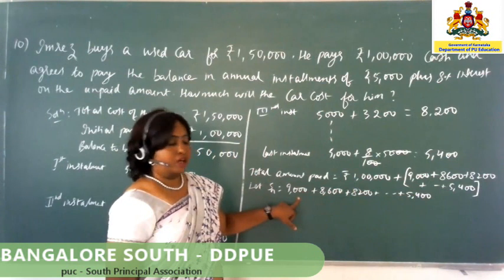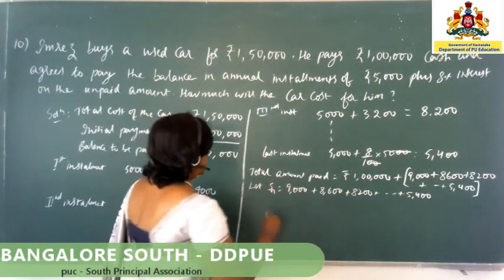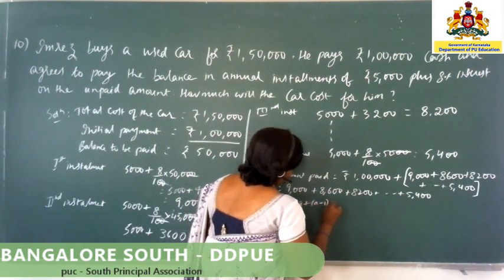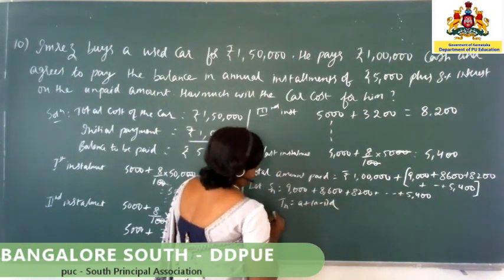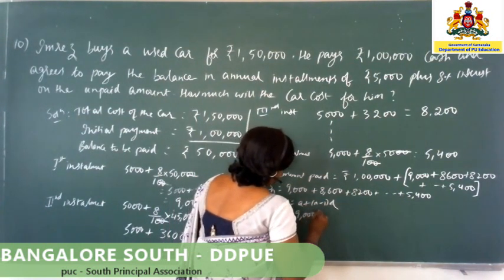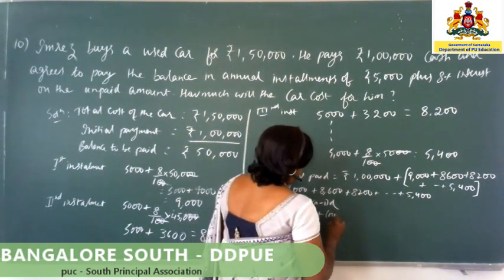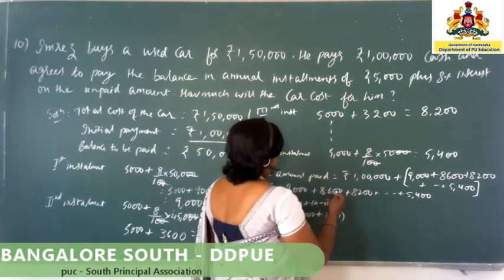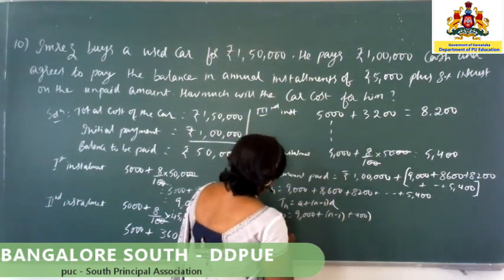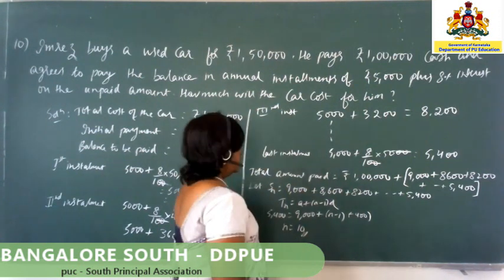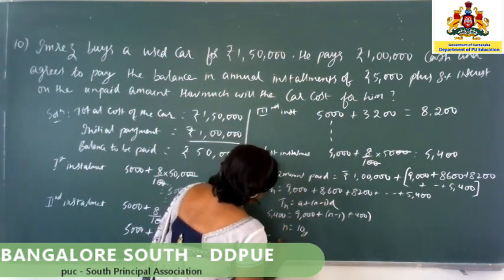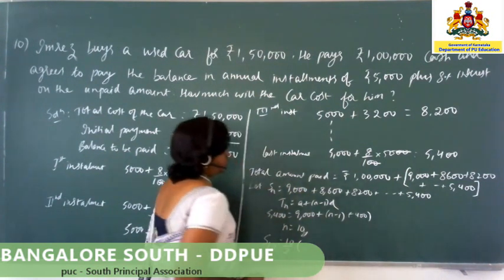So find out the n value by using the Tn formula. Tn is equal to a plus n minus 1 into d. So Tn, the nth term, I can take as 5400, is equal to a, which is 9000, plus n minus 1 into d, which is 8600 minus 9000, so minus 400. So I'll be getting n is equal to 10. So S10 is equal to 10 by 2 into A plus L.